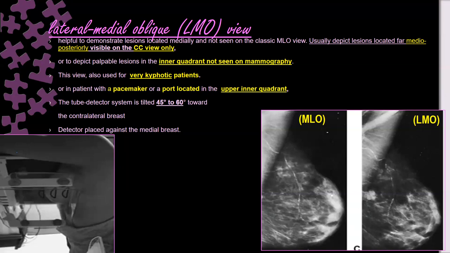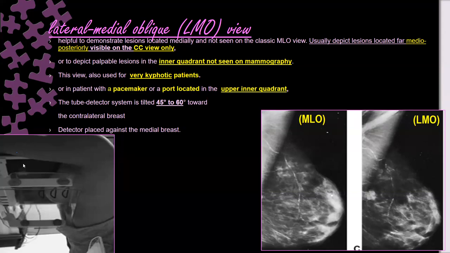It can also be used for very kyphotic patients in whom it is difficult to do the MLO. They can use LMO instead of MLO. And those who have a pacemaker or a port sitting in that place can also use it, putting the tube or the plate in the other direction. You got it? The detector is placed against the medial breast.